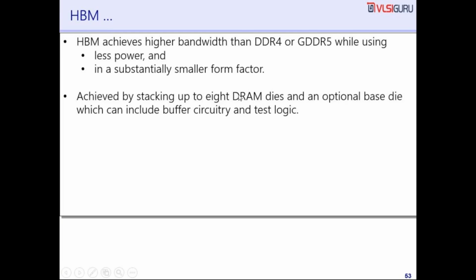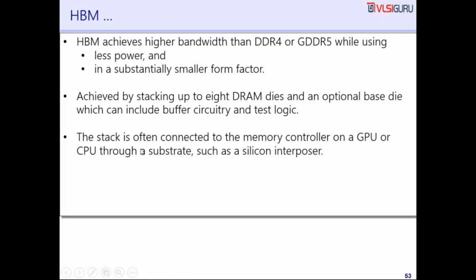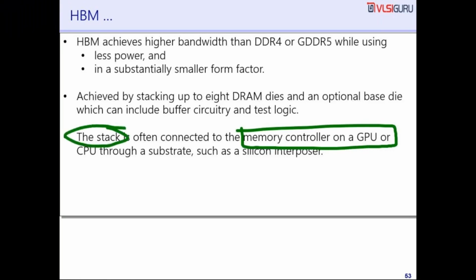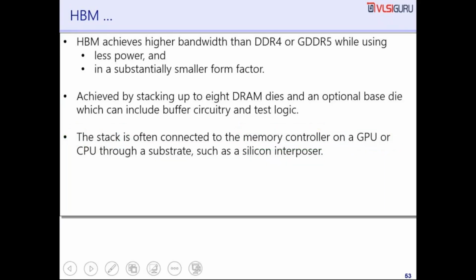It's just that instead of connecting these DRAMs off the chip, we are stacking them onto the logic die, which is sitting on the interposer, and an optional base die, which can include buffer circuitry and the test logic. So this is what we are calling the logic die. The stack is often connected to the memory controller on a GPU or CPU through a substrate such as silicon interposer. See, the memory controller is present on the GPU, which is connected to the HBM memory through a substrate which is present in the silicon interposer.